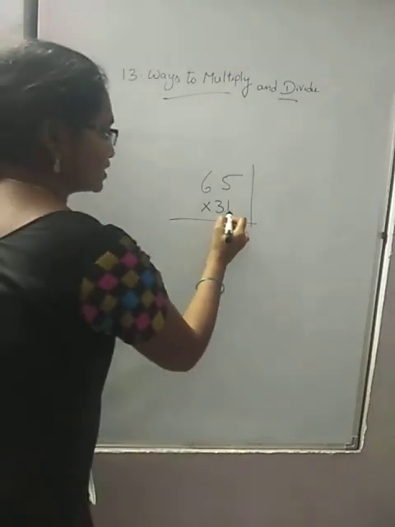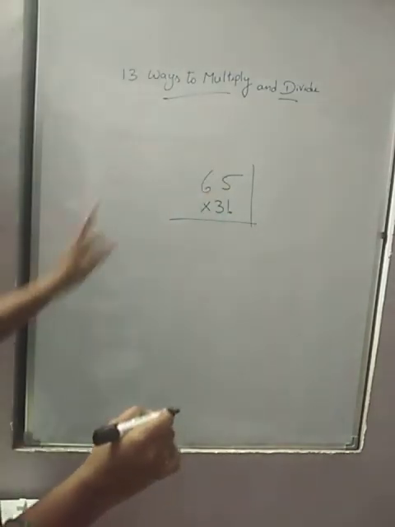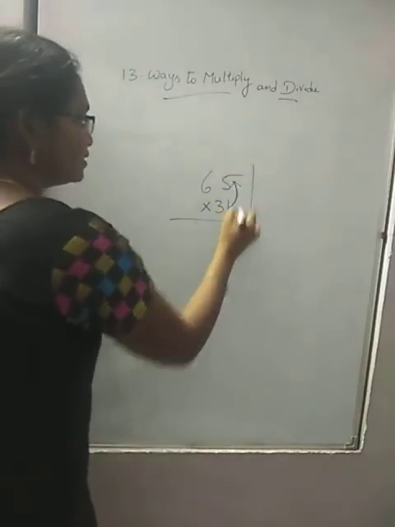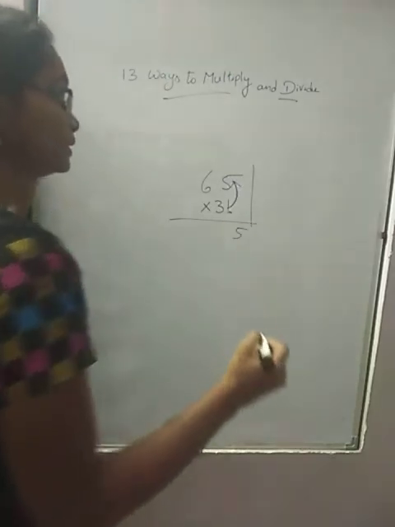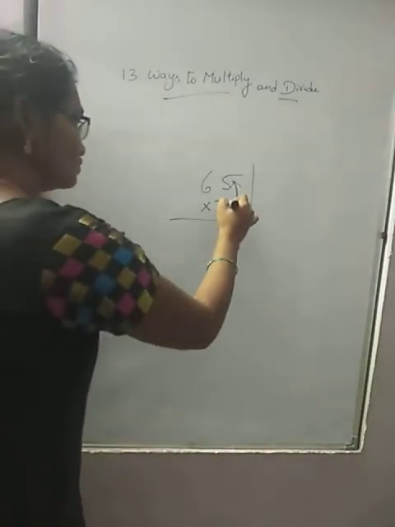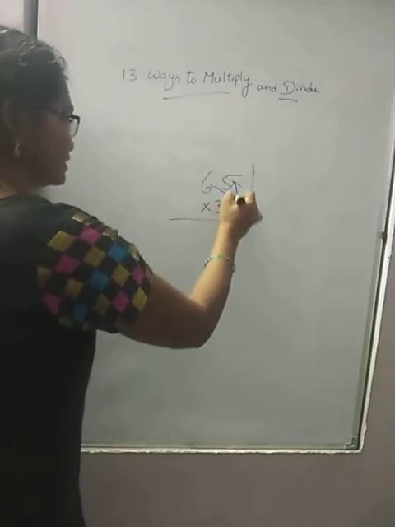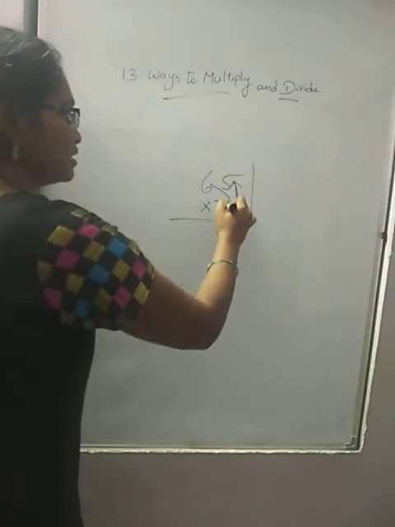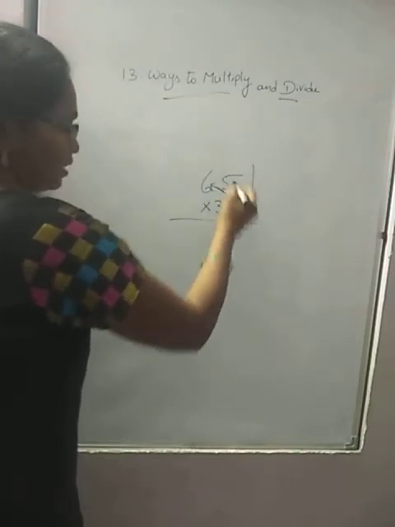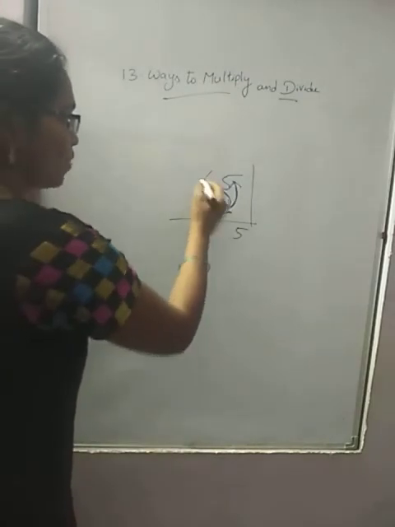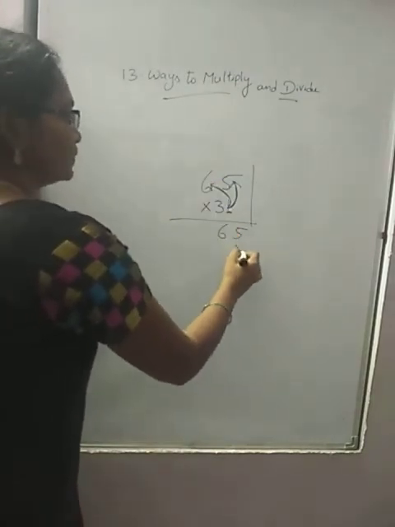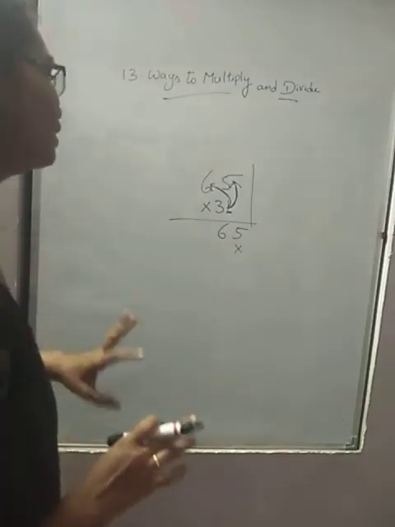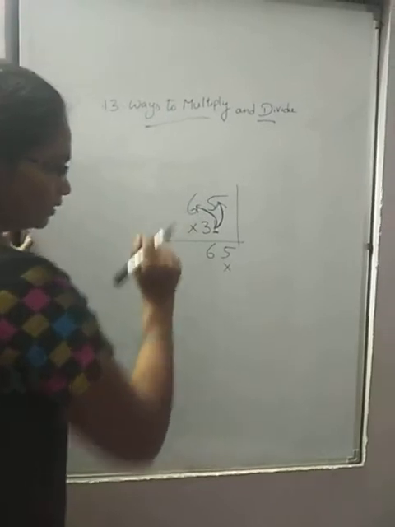First take this ones place 1. This ones place 1 we should multiply with 5. 1 5s are 5. And next this 1 goes to tens place. First this ones place 1 multiplies with ones place. Next it goes to tens place and multiplies with tens place. So 1 6s are 6. Next, this place we should keep as 0 and leave it.